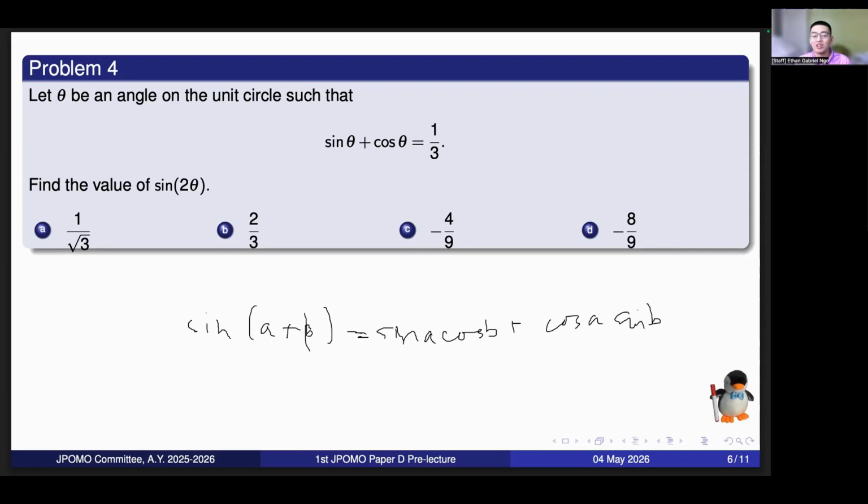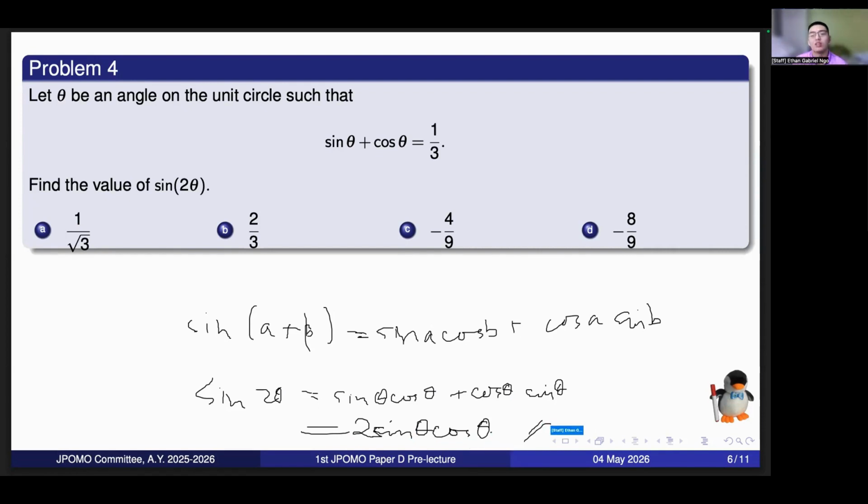Okay, but since we have A equals B, which is basically sine 2 theta, we have sine theta cosine theta plus cosine theta sine theta, which is equivalent to 2 sine theta cosine theta. Do you have any further questions about the derivation of these two identities or no?